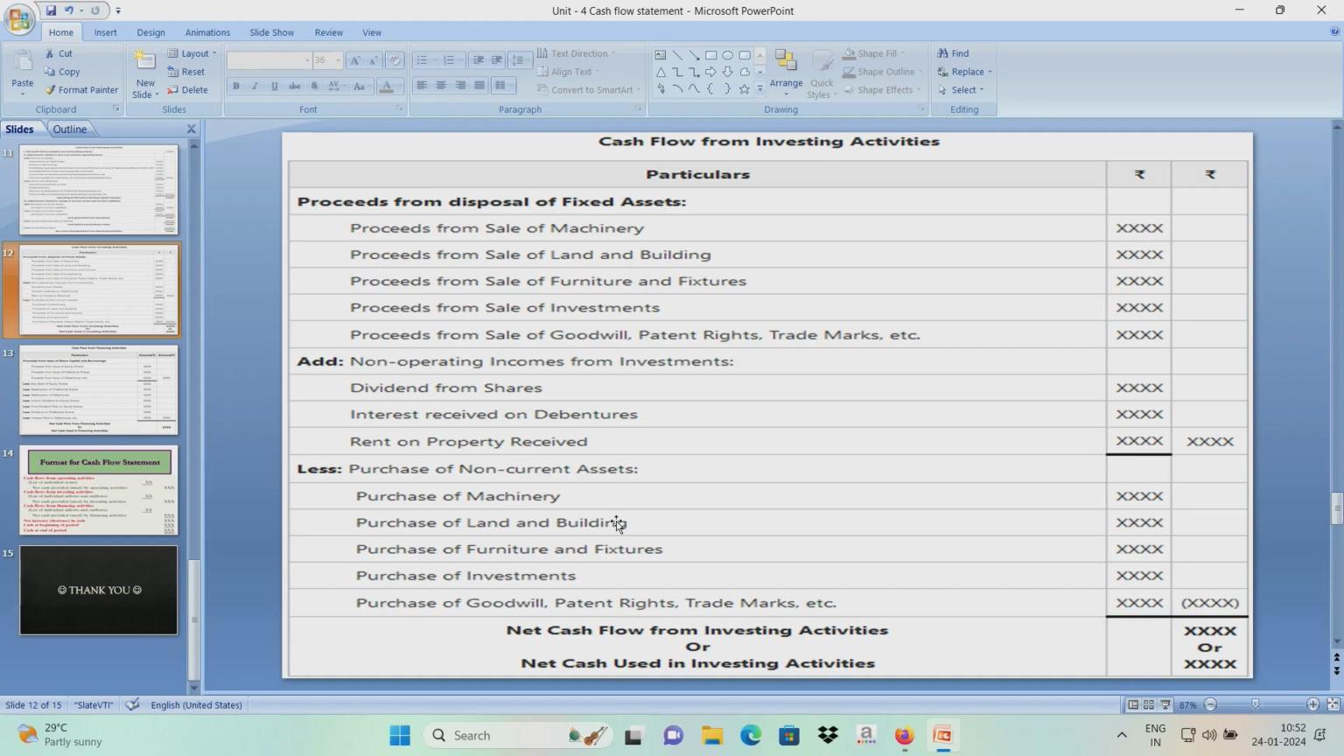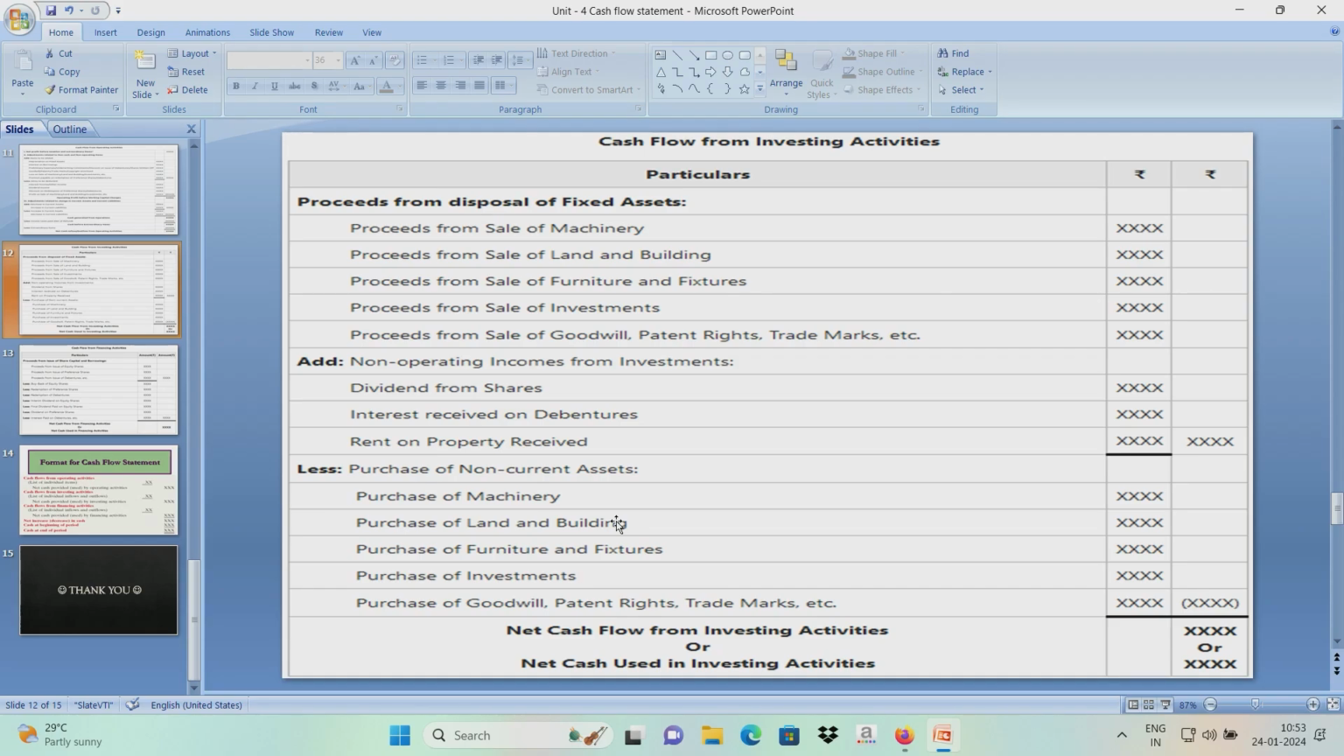Next we are going to see the cash flow from investing activity. So see here, we need to start from the proceeds from disposal of fixed assets. Any of the fixed assets we are selling, that is sale of machinery, sale of land and building, sale of furniture and fixtures, sale of investments, or any sale of goodwill, patents and trademarks. All the sales we need to record, and we need to add the non-operating income from the investments. That is dividend from shares, interest received from debentures, or rent received from any property. So all the incomes we need to add.